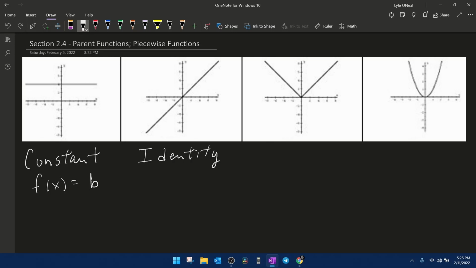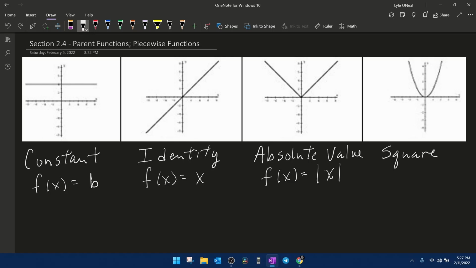The next graph is an example of the identity function. This function is represented by f of x equals x. Now the reason it's called the identity function is because whatever number you plug in for x, you're going to get that same value back for y. This is also a linear function. Next we have our absolute value graph. This would be an absolute value function where f of x would equal the absolute value of x. It is important to note that v is for value. An absolute value function will always make a v.